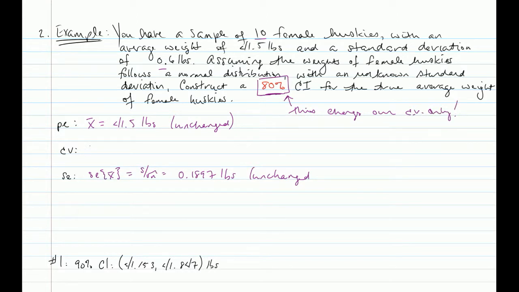So our critical value, remember, is t with nu degrees of freedom and 1 minus alpha over 2 left tail probability. So we're going to have t, well, that's still going to be 9 degrees of freedom because our sample size is unchanged. And alpha here is now going to be 0.2. So alpha over 2 equals 0.1. So we need t with 9 and 0.9 probability.